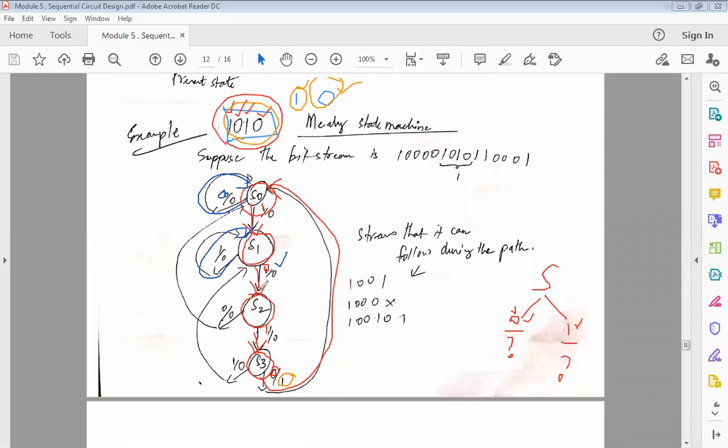Next state. Lavanya, any doubt? Are you there? Yes, sir, I'm here. No doubt, sir.